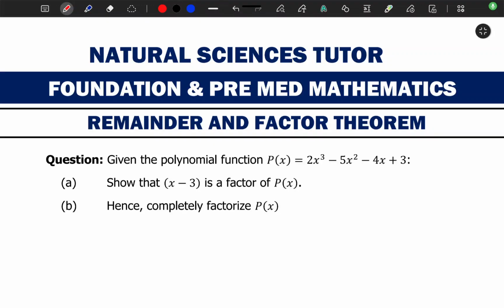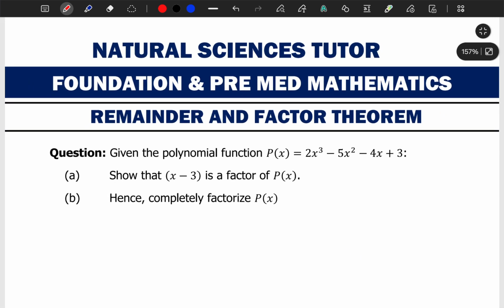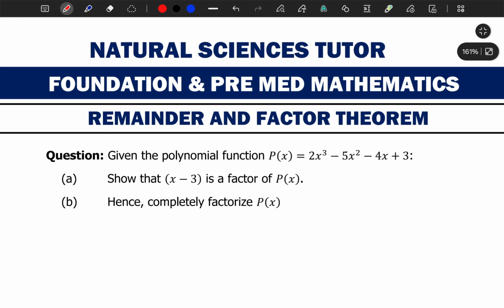In this video, we have a question on the remainder and factor theorem. Now, this question is very interesting. It says, given the polynomial function p(x) is 2x cubed minus 5x squared minus 4x plus 3, show that x minus 3 is a factor of p(x). So how do we show that x minus 3 is a factor?